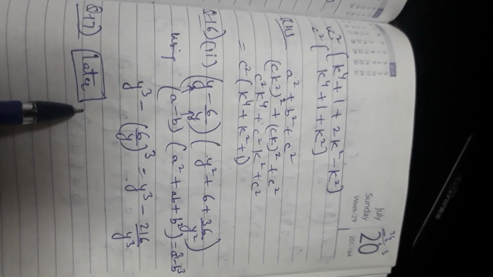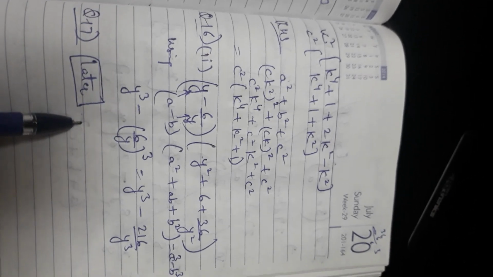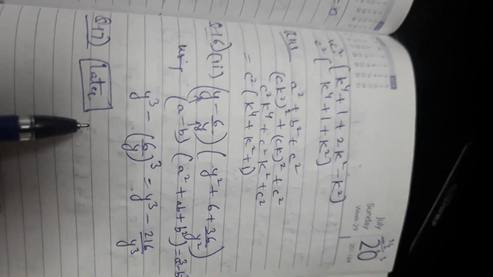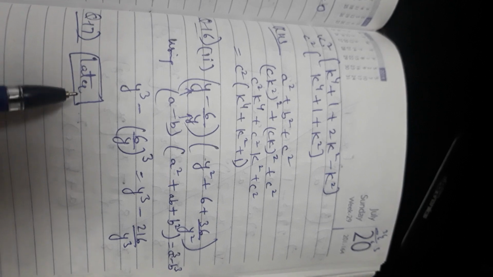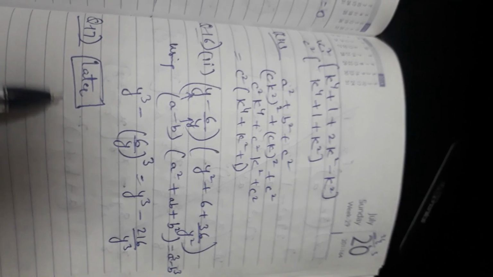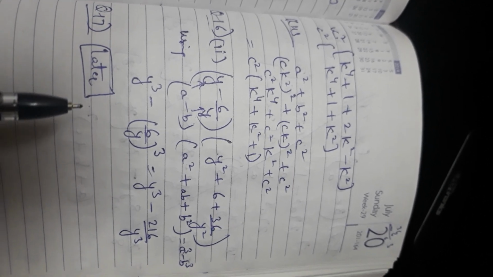Now the 17th question has to be done with the formula which is given in your book. If you are able to do it, it's okay, because I do not have the formula. If you are able to do it, it's okay. Otherwise, I'll tell you later. You can leave the 17th question for the time being.